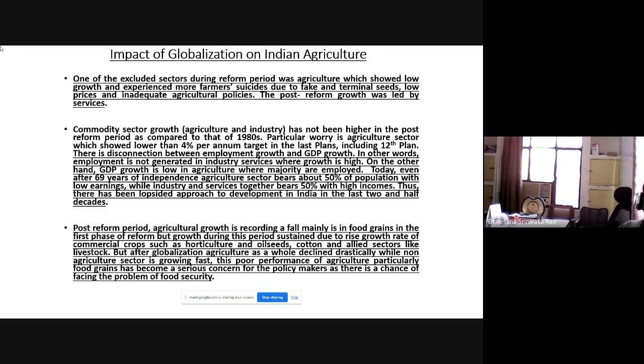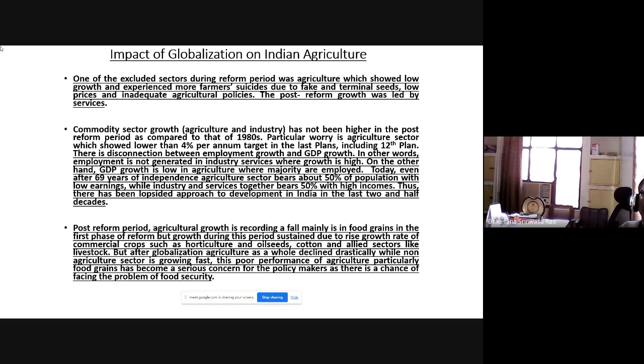A particular worry is the agriculture sector, which showed lower than 4% per annum growth against the target in the last plans, including the 12th plan period, because that was the last plan that our government named as such. After that, the planning process has almost wiped off, and nowadays we are depending upon 3-year plans or 7-year plans, or 15-year perspective plans.